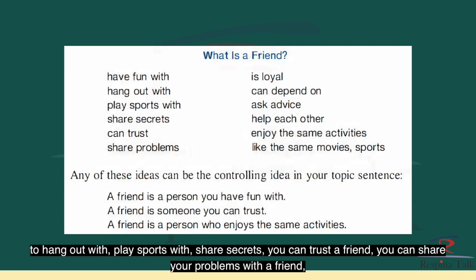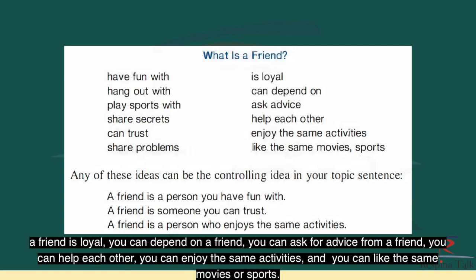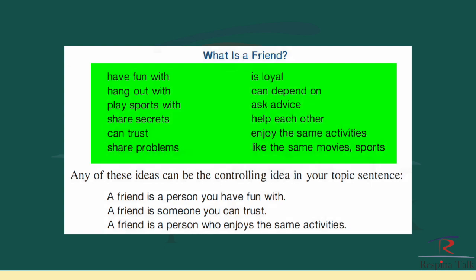You can share your problems with a friend. A friend is loyal. You can depend on a friend. You can ask for advice from a friend. You can help each other. You can enjoy the same activities, and you can like the same movies or sports. Now, any of these ideas can be the controlling idea in your topic sentence.